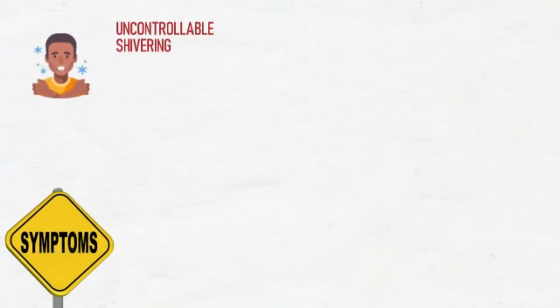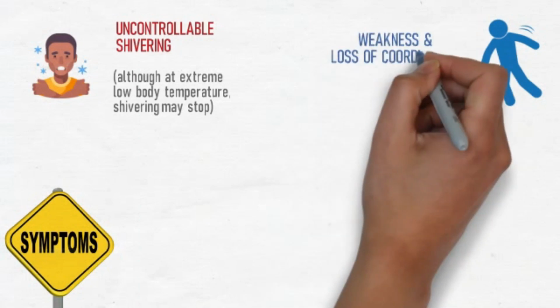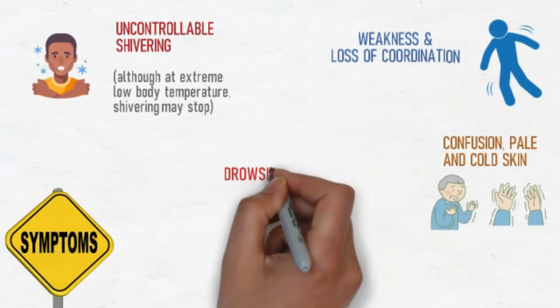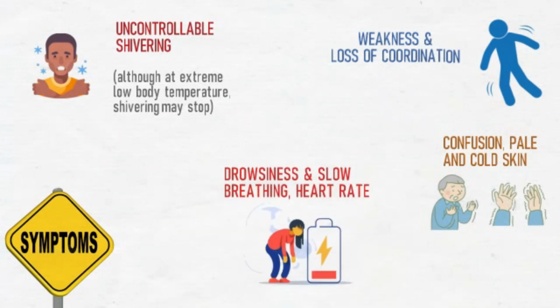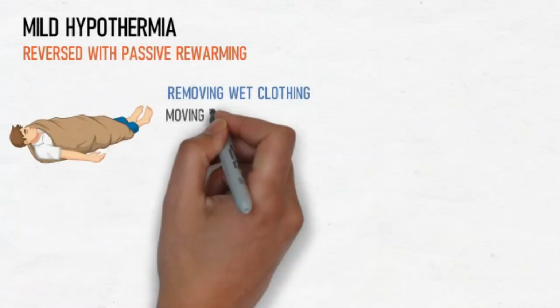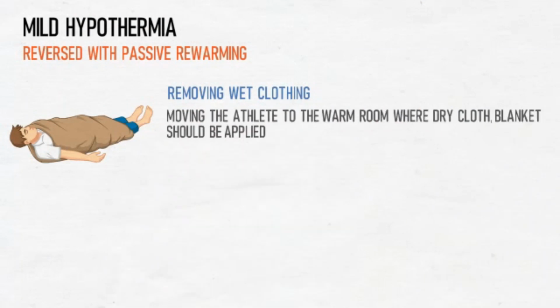Hypothermia symptoms include uncontrollable shivering, although at extremely low body temperatures, shivering may stop, weakness and loss of coordination, confusion, pale and cold skin, drowsiness, and slowed breathing or heart rate. Mild hypothermia is reversed with passive rewarming by removing wet clothing and moving the athlete to a warm room where dry clothing or blanket should be applied.